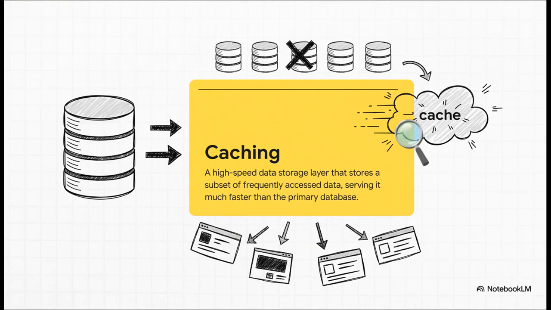But we can go even faster. Let's introduce caching. Think about it. Why should we bother the database for data that everyone is asking for, like, say, the top 10 trending videos? A cache keeps that super popular data in incredibly fast memory. And trust me, getting data from memory is ridiculously faster than pulling it from a disk. This one change can make a massive difference in how fast the app feels to the user.